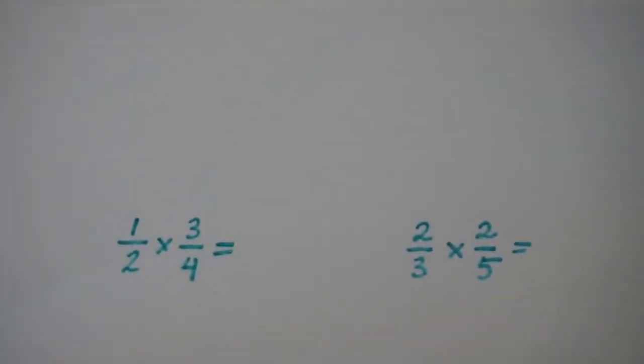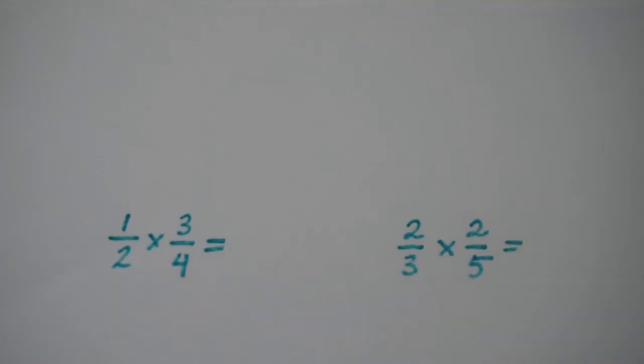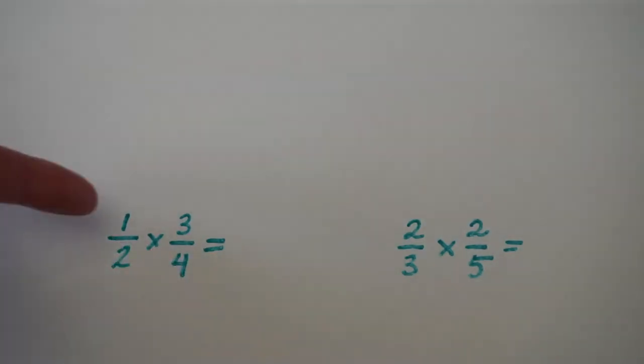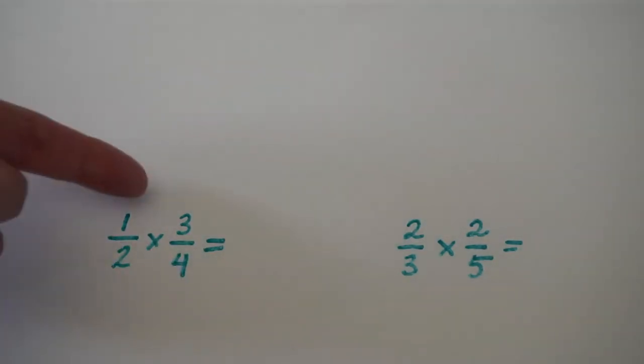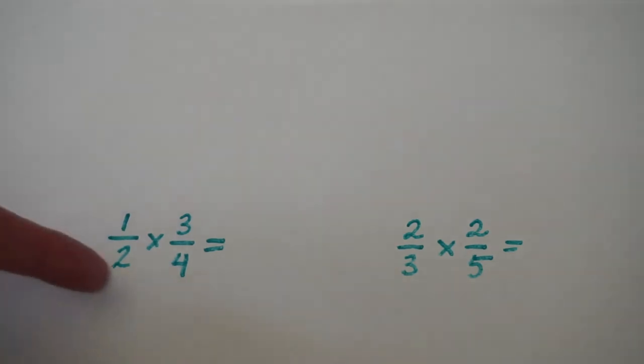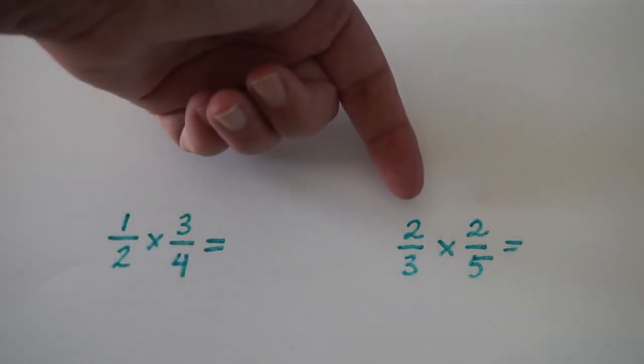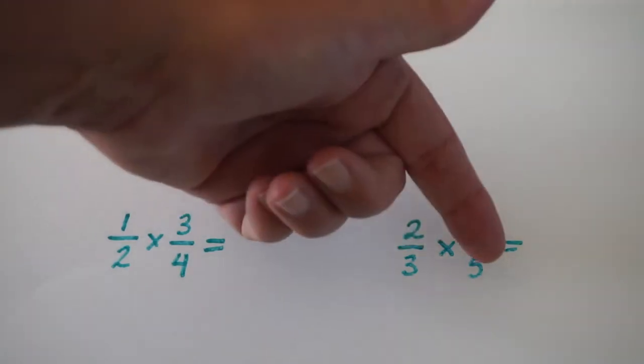So we're going to do 2 problems involving multiplication with fractions. And we're going to attempt to understand why the procedure works the way that it does. When you multiply fractions, it's top times top, bottom times bottom. So the result here should be 1 times 3, 3 on the top, 2 times 4, 8 on the bottom, so we'll get 3/8. Over here we're going to get 4/15.